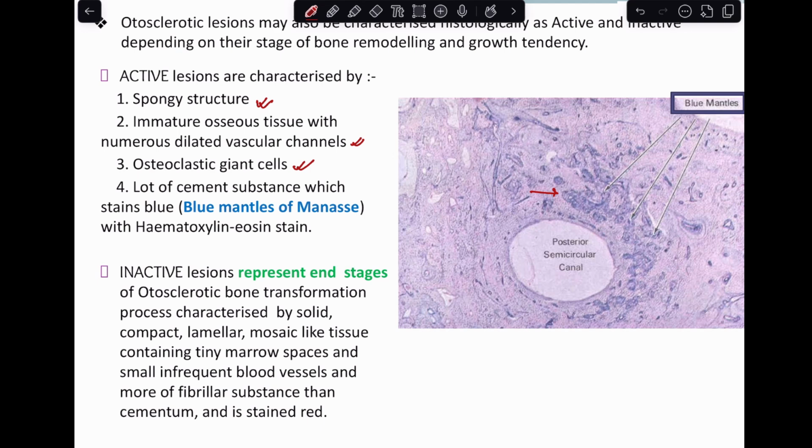If you look at the image here, these are the blue mantles of Manasse, where a lot of cement substance is laid down, which stains blue with the H&E stain. So this is what an active lesion would look like.